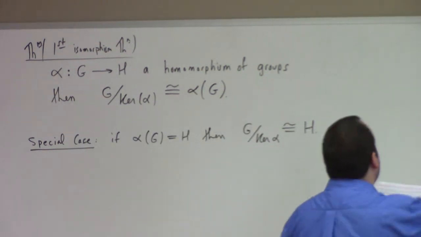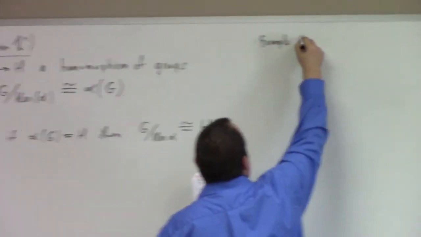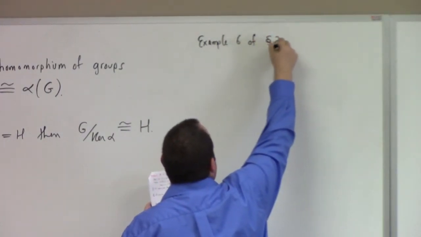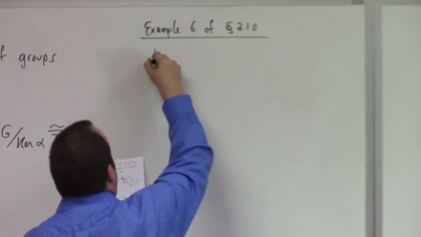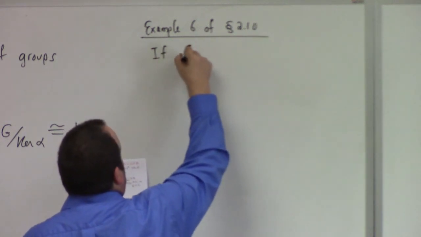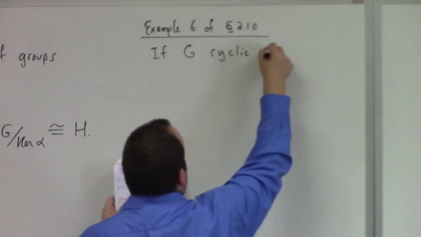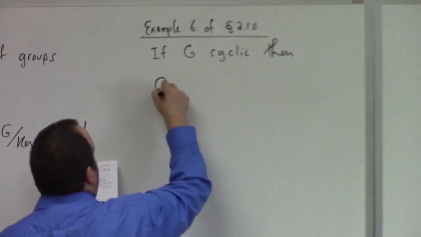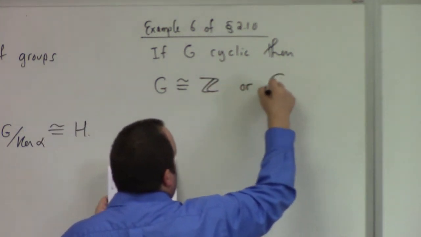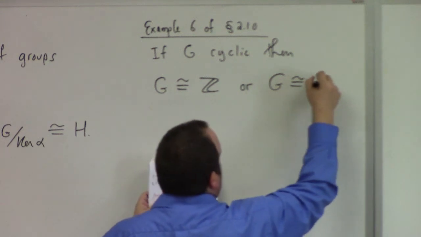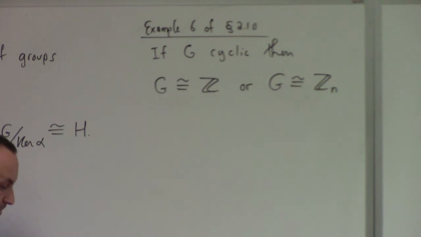So example 6 of section 2.10. Here, we're going to argue that if G is cyclic, then it must be the case that G is isomorphic to the integers, or G is isomorphic to Z mod n, the modular integers, if you like.